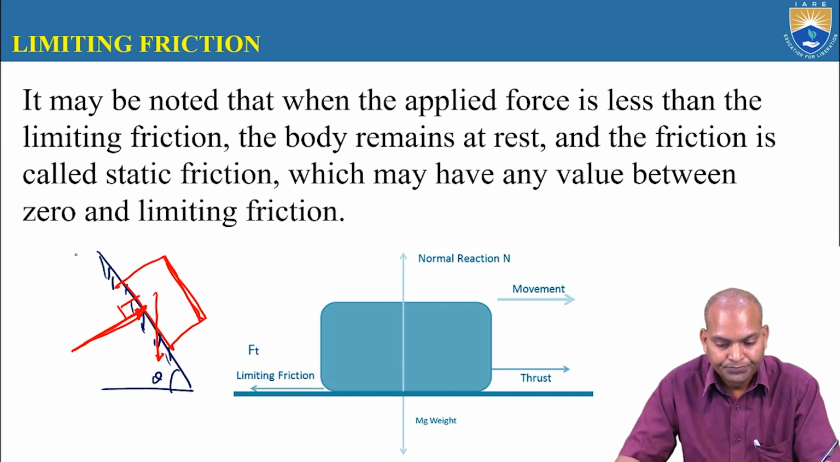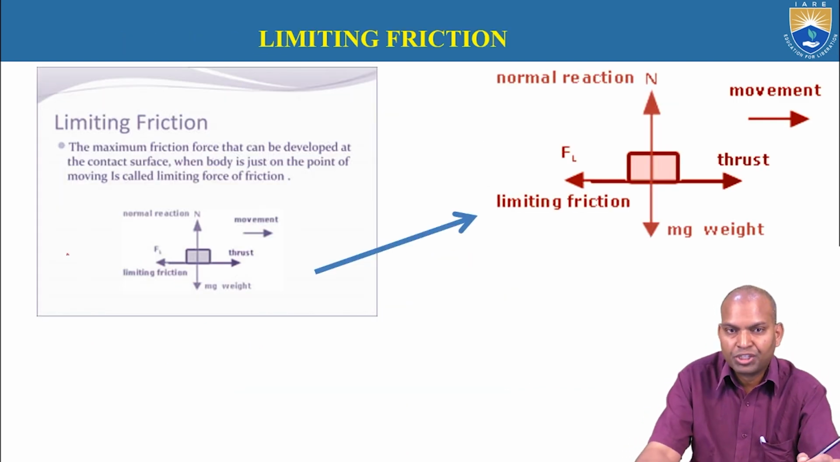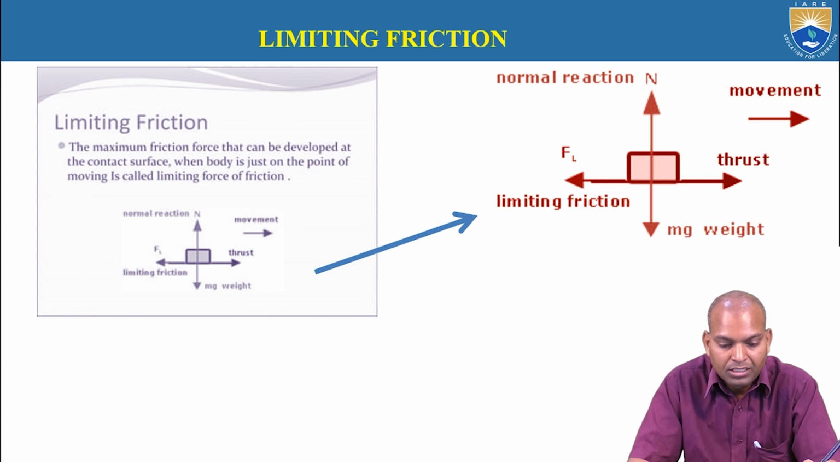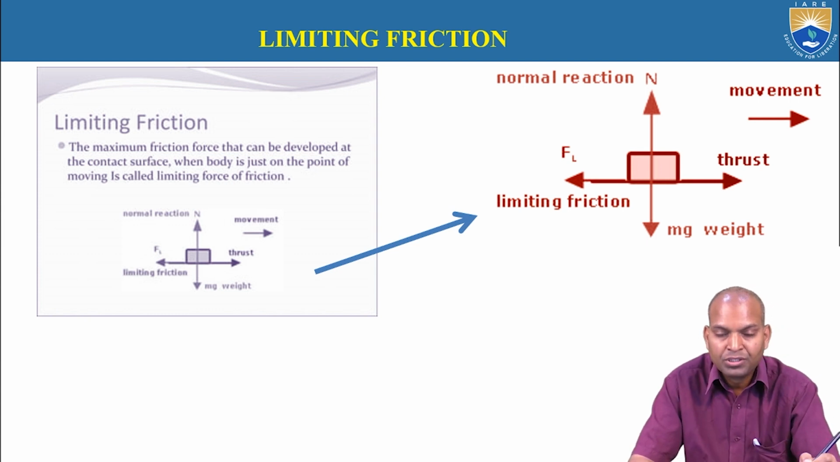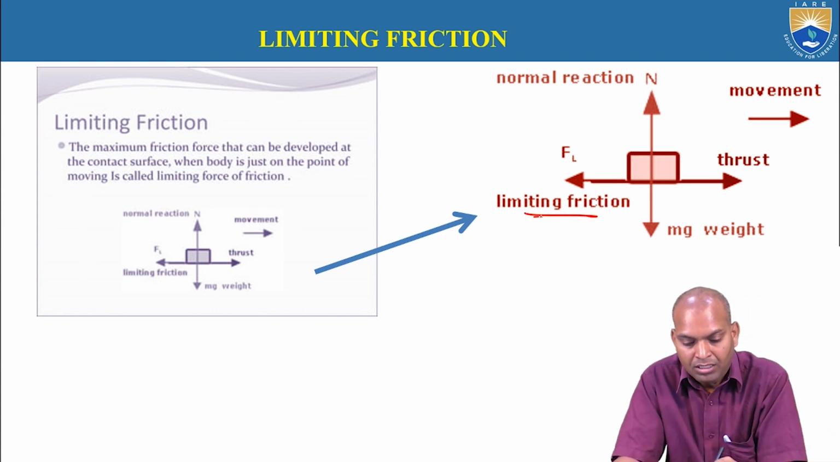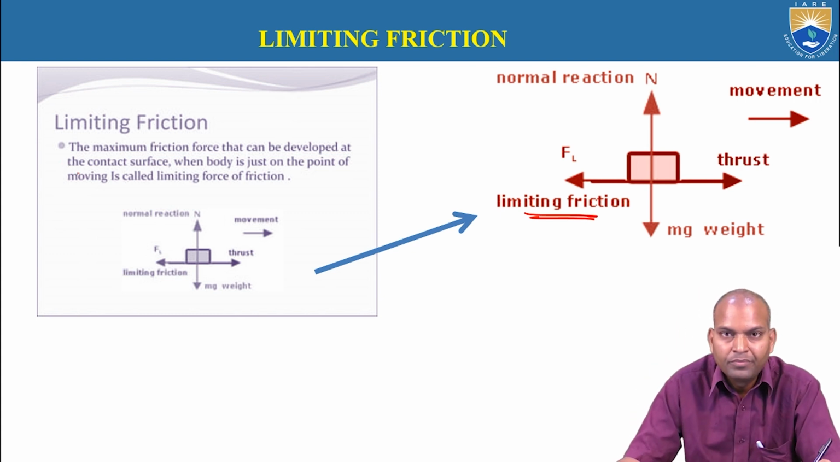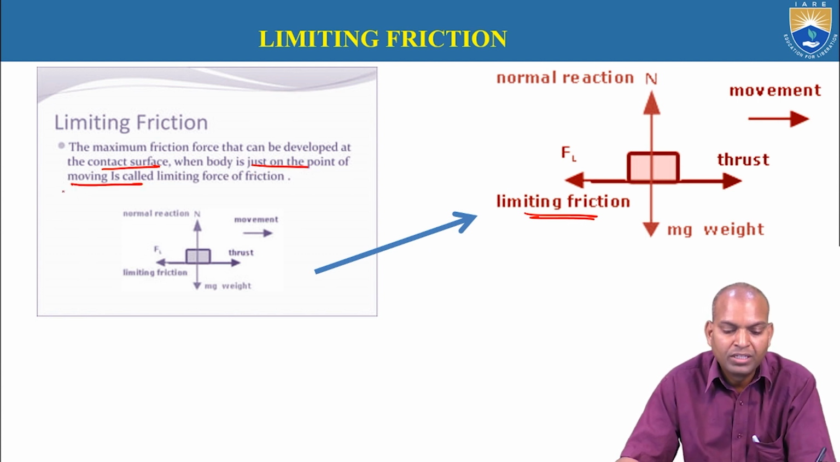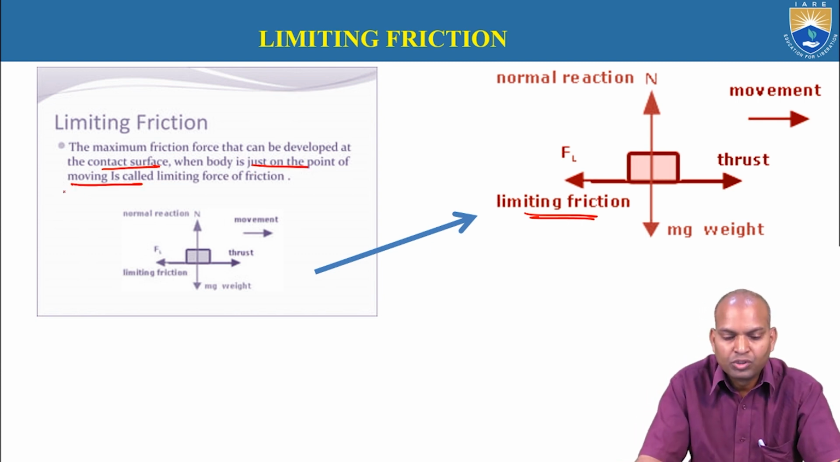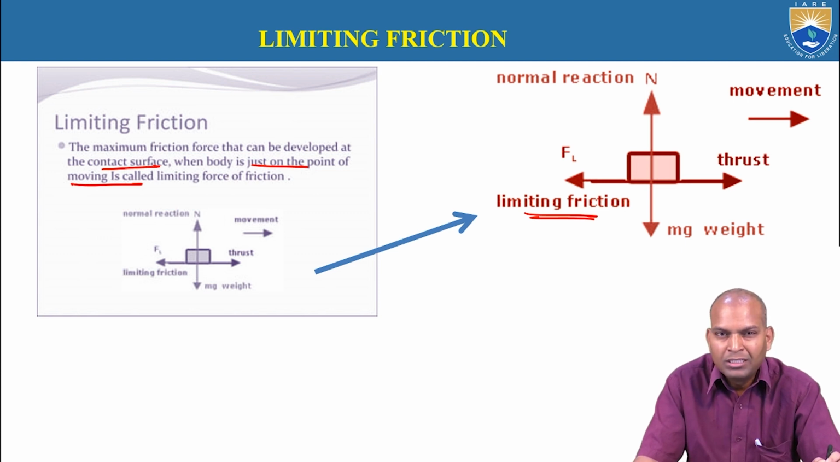Okay. Now, that is the limiting friction concept. Here, in a very simple manner, we can also explain limiting friction. The definition of limiting friction is that it is the maximum friction force that can be developed at the contact surface, that is, when the body is just on the point of moving. It is called the limiting force of friction. We'll call it limiting friction.